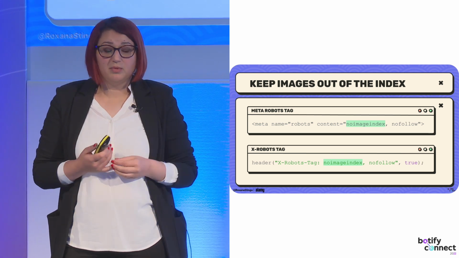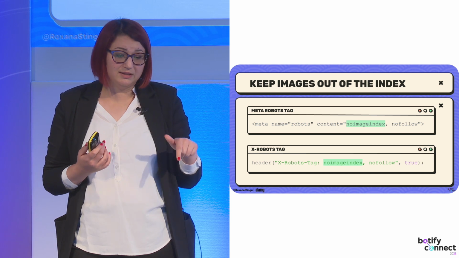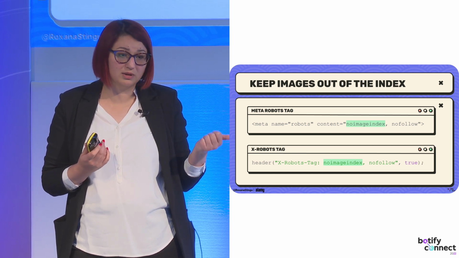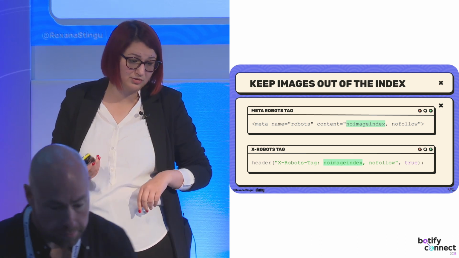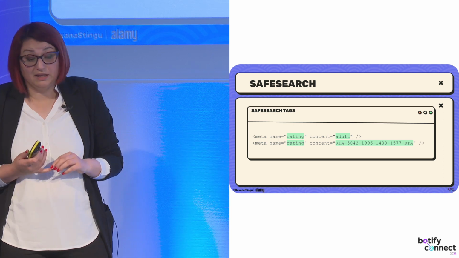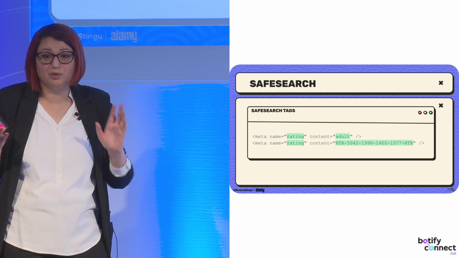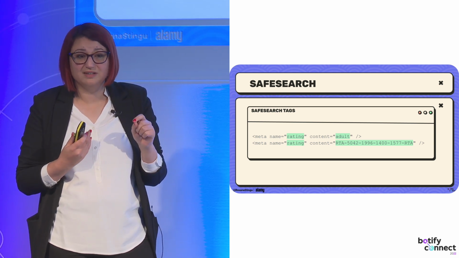And of course, you can keep them out of the index just like you do with pages, but it's just for images. If you add this on a page, the images on the page won't show up in Google's index, but the page itself can still rank for text-based search results. And if you have a certain type of content, you want to keep it out of safe search, but not regular search, you need to add one of these two tags, but to be safe, just add both.